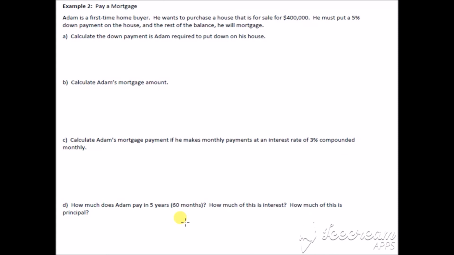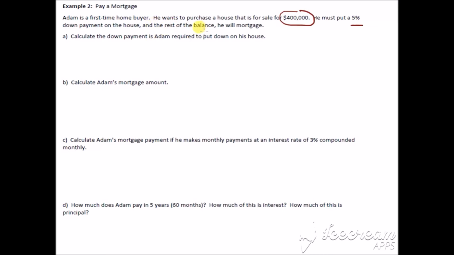Mortgage. Adam is a first-time home buyer. He wants to purchase a house, and the house is on sale for $400,000, but he has to put a 5% down payment on the house. So most down payments on first homes is 5%, and then as you gain equity and you make more money and you save more money, if you move, you're going to put more and more down than just 5% on the house. Okay, so it's very common.